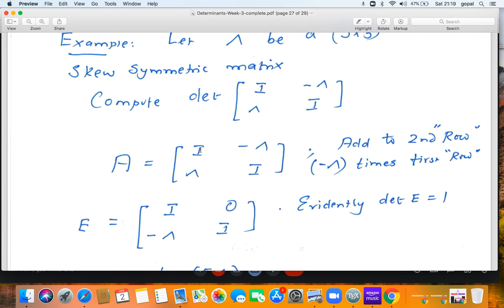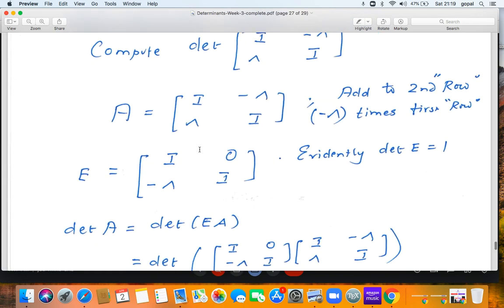Or you could also do the same thing. You could also add to the second row minus lambda times the first row. That should also be fine. You have two options: either kill this 1 2 entry, or kill the 2 1 entry. Either of the two options is okay. Here I'm suggesting that you add to the second row minus lambda times the first row. That will kill the 2 1 entry.